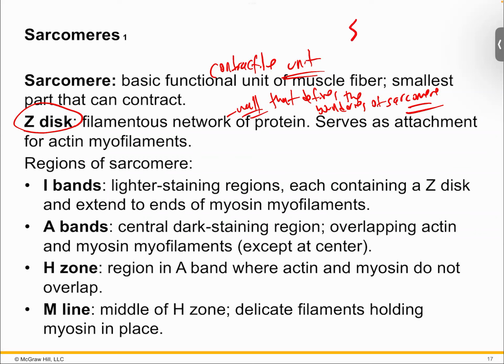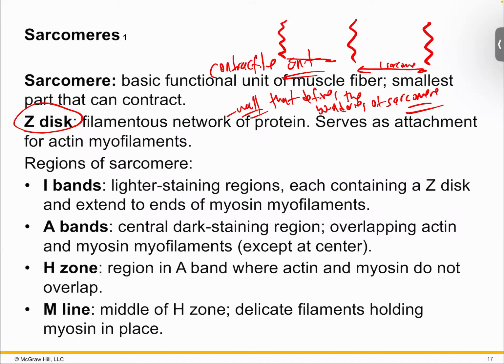So basically you take the Z line, which kind of has a little zigzag to it. And so this Z line, basically, this distance will be one sarcomere. And of course you have another Z line over here. So this will be your second sarcomere in line and so forth. So the distance between two Z lines is going to be one sarcomere.